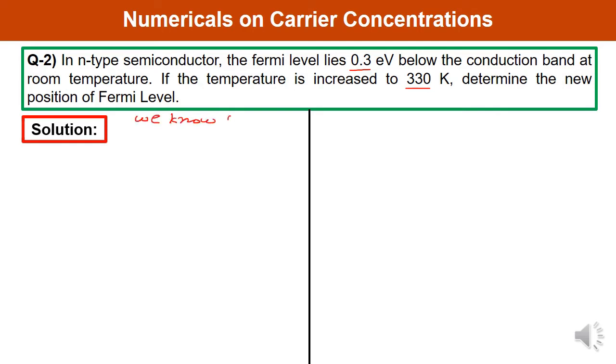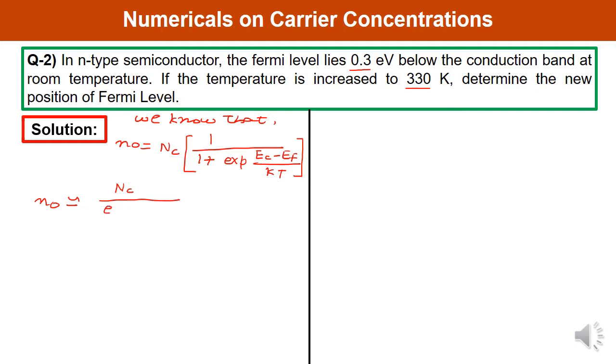We know that N naught you can write as NC times 1 upon 1 plus exponential EC minus EF upon KT. This is how you can write down the formula. So N naught can be approximated as NC upon exponential EC minus EF upon KT, because this exponential term is quite high in comparison to 1.